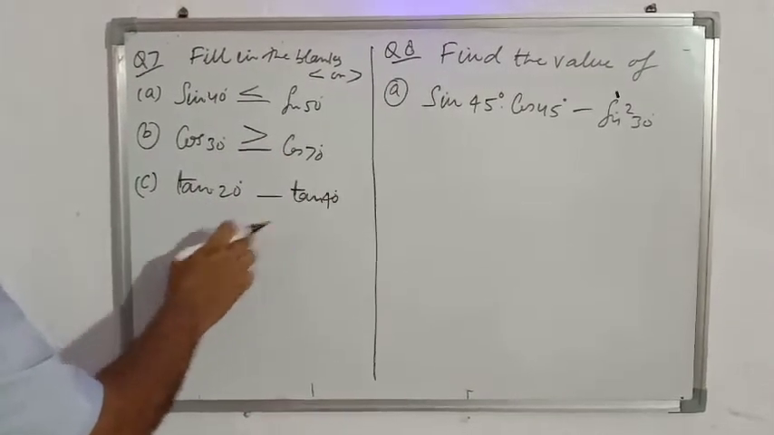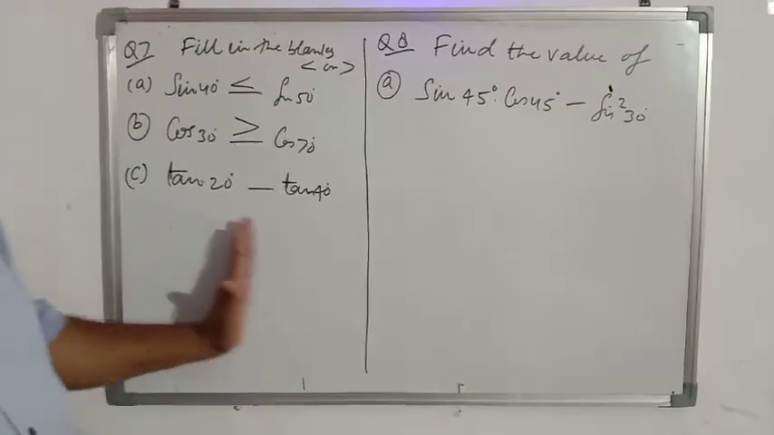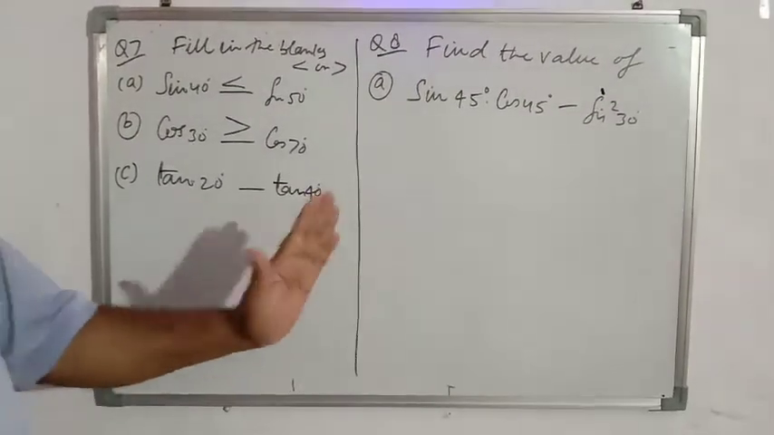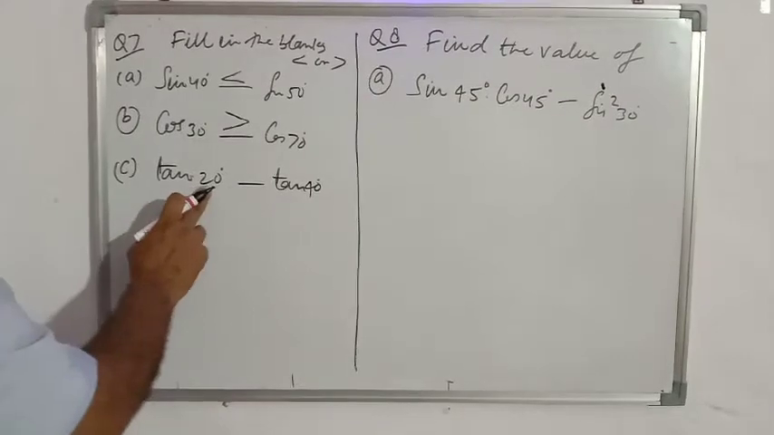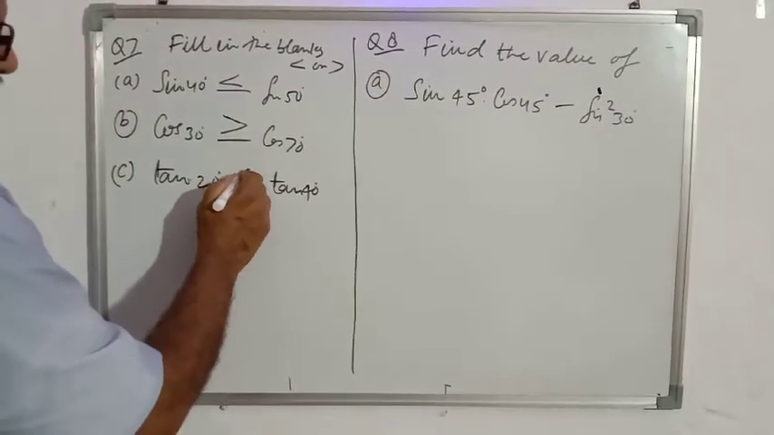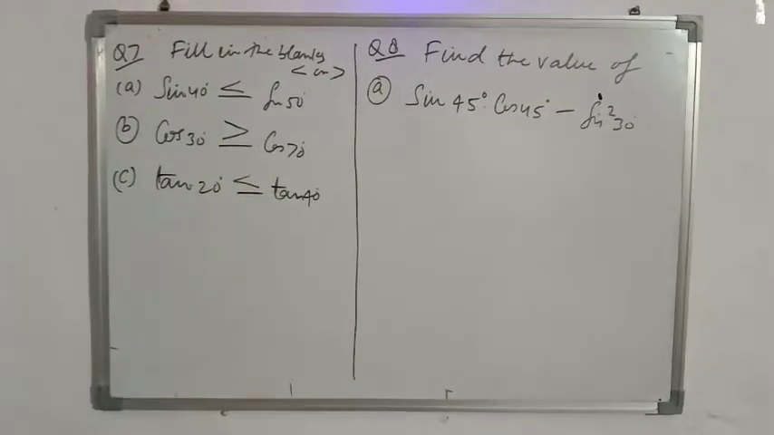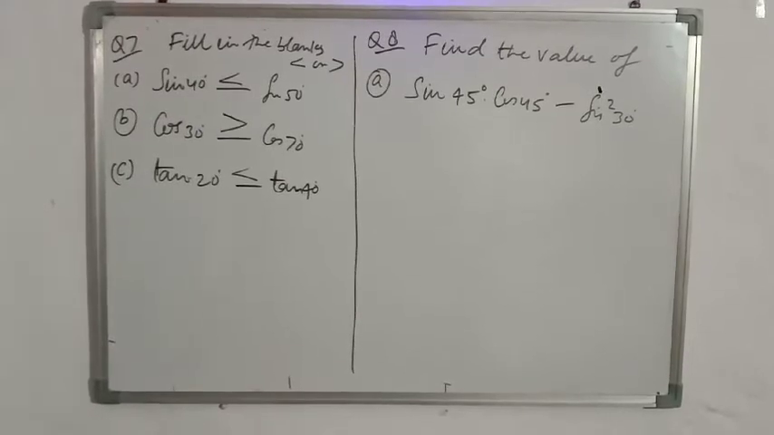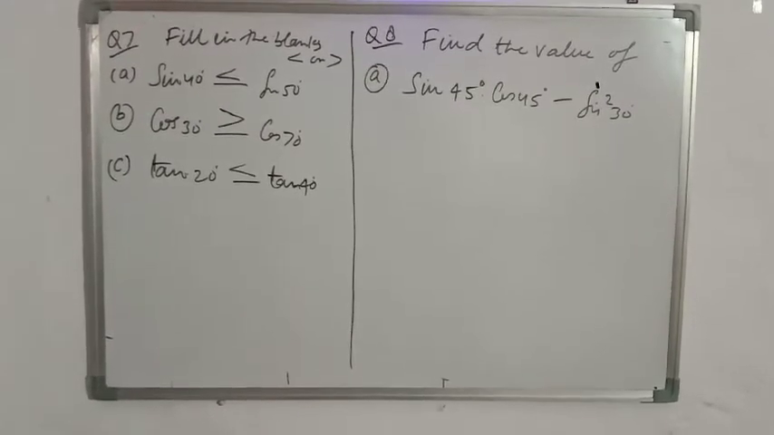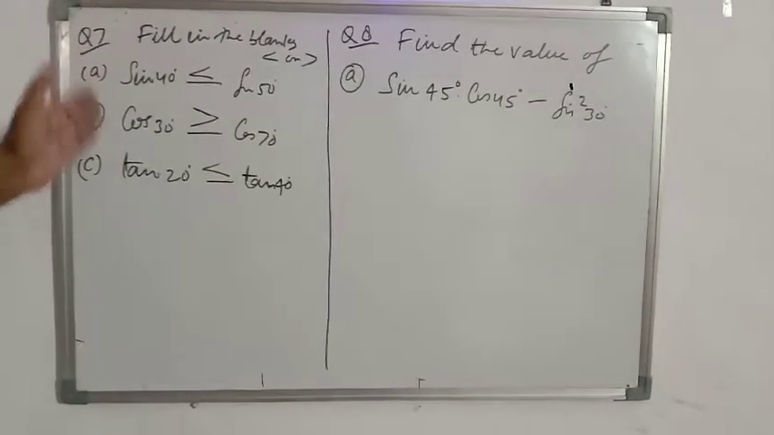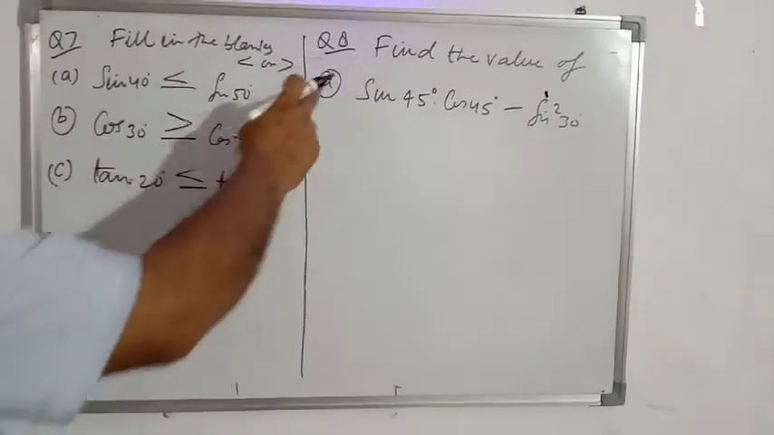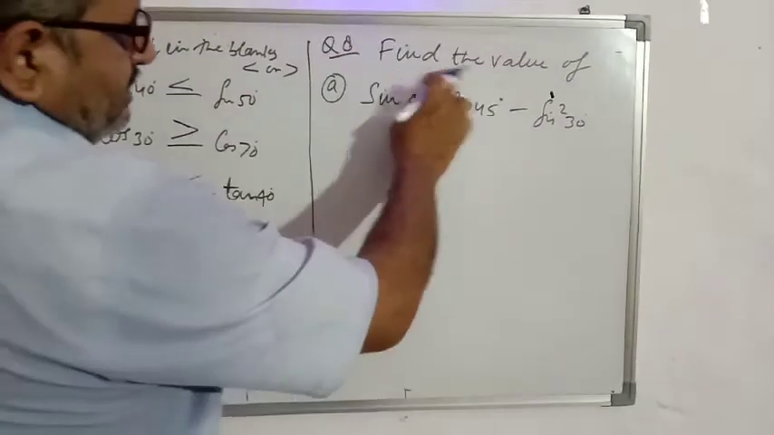In case of tan, as theta increases from 0 to 90, the value of tan also increases. Here 20 degree is less than 40 degree, so tan 20 will be less than tan 40 degree. Some other parts are also given in the exercise. You can do them yourself; I have taken only 3 parts. See question number 8. Find the value of this.